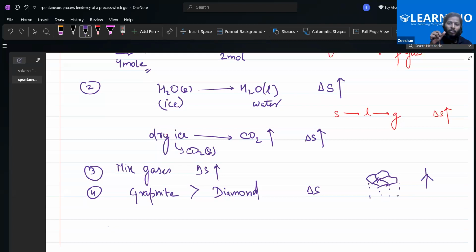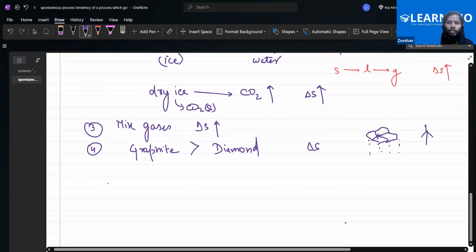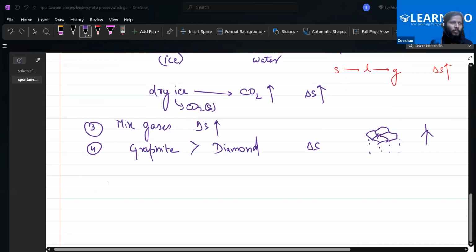Let me repeat. More the movement, more will be the randomness, more will be the entropy. Got it? Yes, sir. Good. So here the theory is clear. So, till here, anybody, any question?